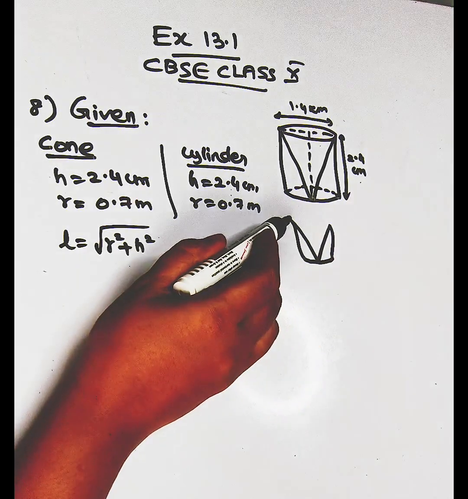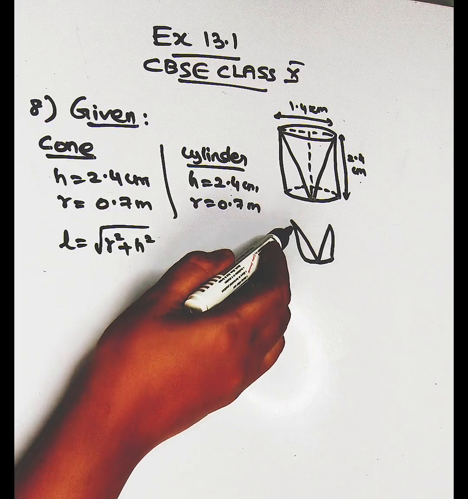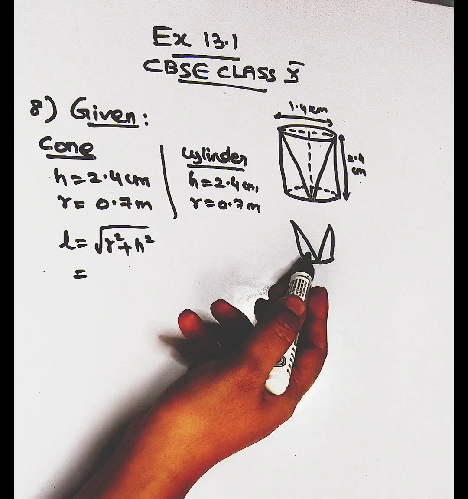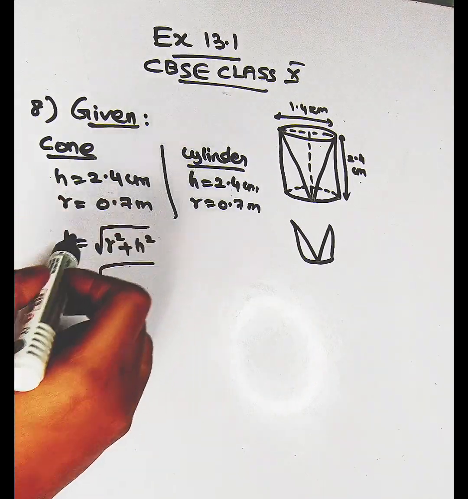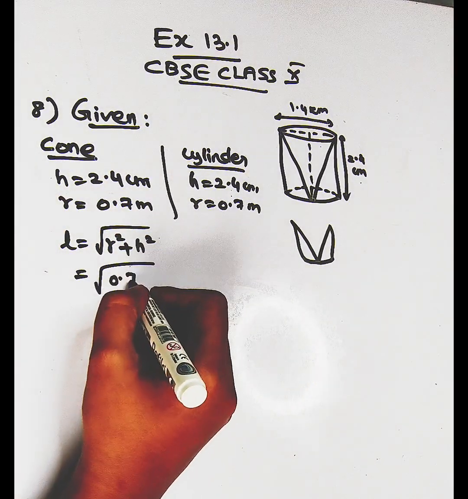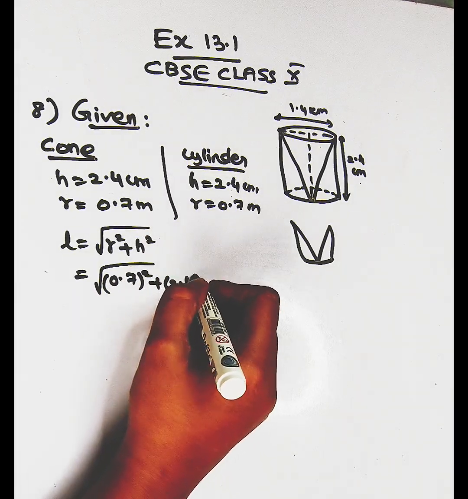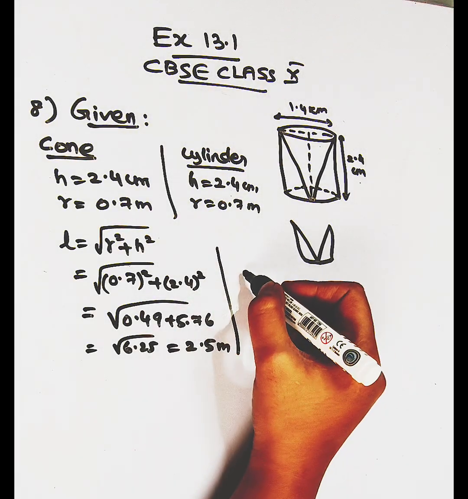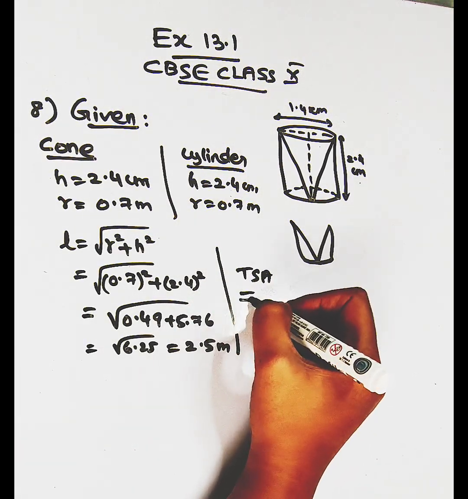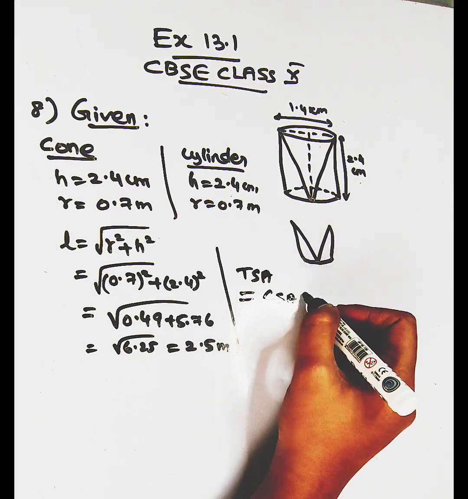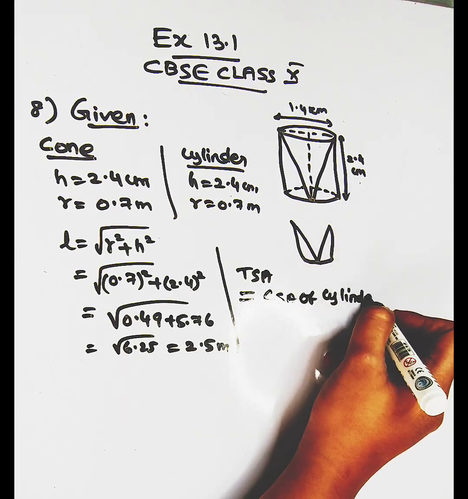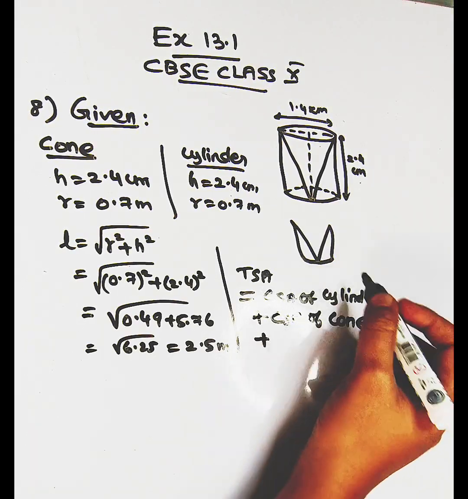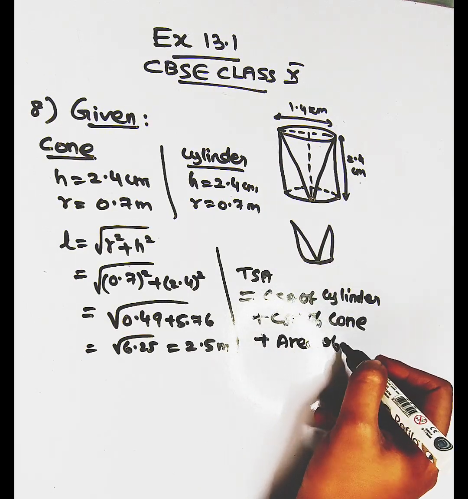It will be the CSA of the cone and the CSA of the cylinder and the base part. To find the slant height, as CSA is required, substitute the values. L is the square root of r square plus h square, that is 0.7 the whole square plus 2.4 the whole square. It is 2.5 cm. Now, the TSA of the remaining solid will be CSA of cylinder plus CSA of cone plus the area of base.